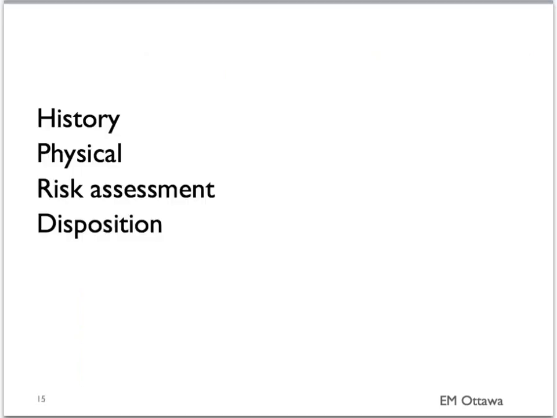In summary, we discussed how to assess the suicidal patient in the emergency department. We talked about history, including present and previous history, physical examination that may target some medical mimics, how to assess for risk, and how to disposition the patient in the emergency department.